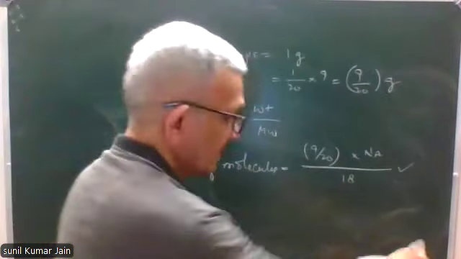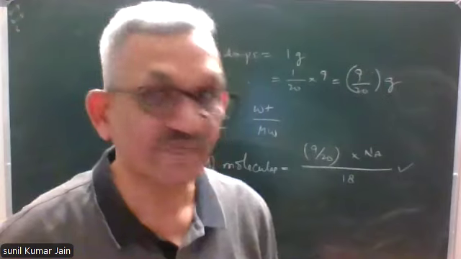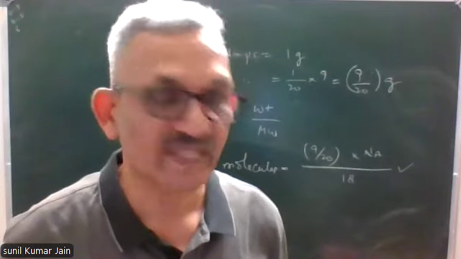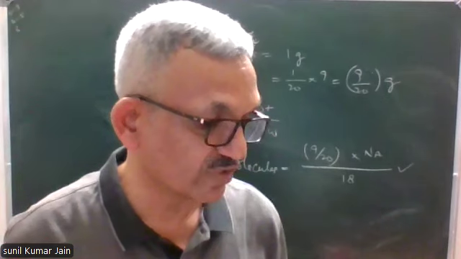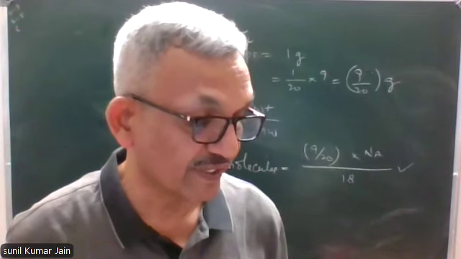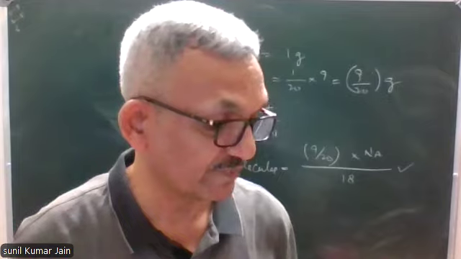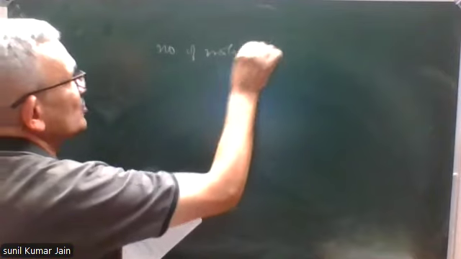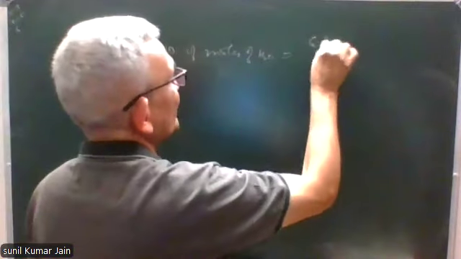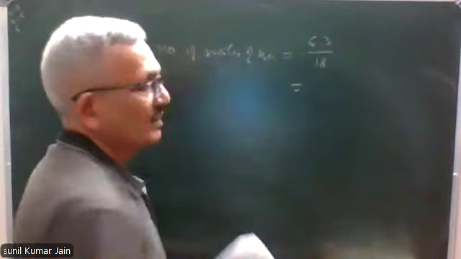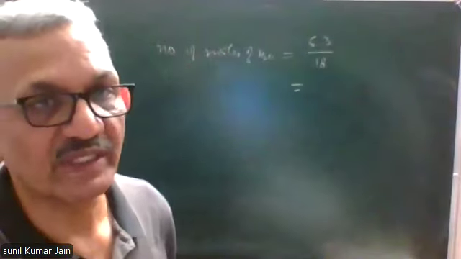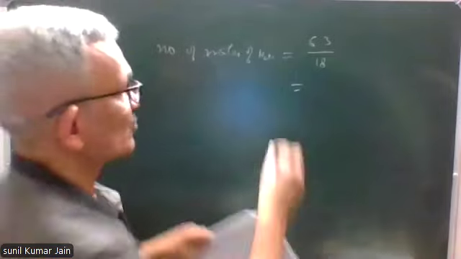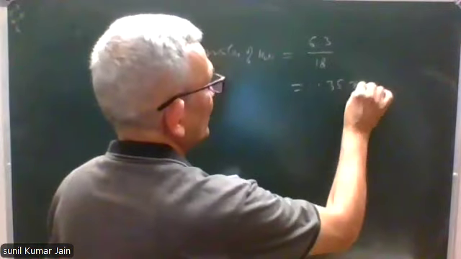Last numerical. 13.4 grams of sodium sulfate X water, X is water of crystallization, contains 6.3 grams of water of crystallization. Calculate the number of molecules of water of crystallization in 1 molecule of the compound. Number of moles of water, 6.3 divided by molecular weight, 6.3 is water. So this will be 0.35 mole.